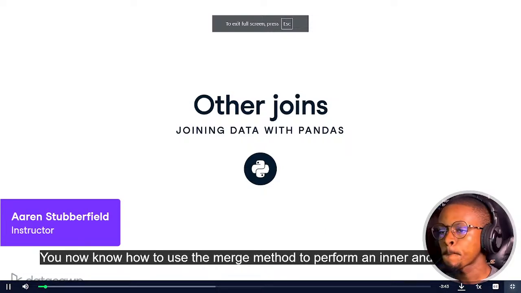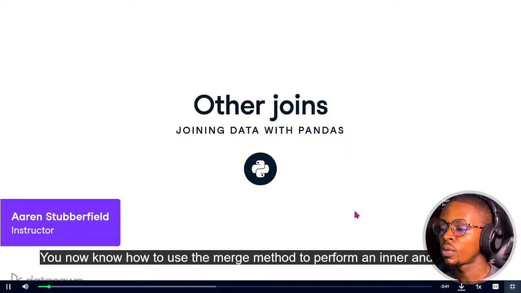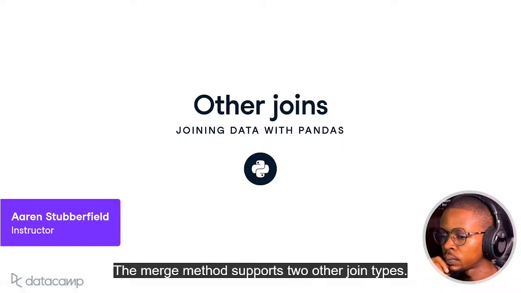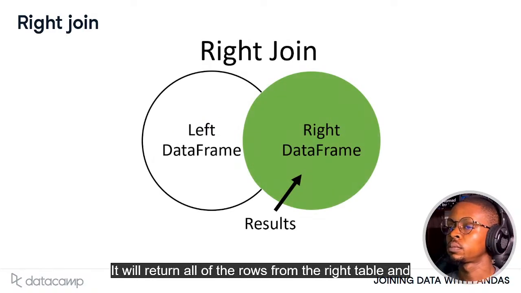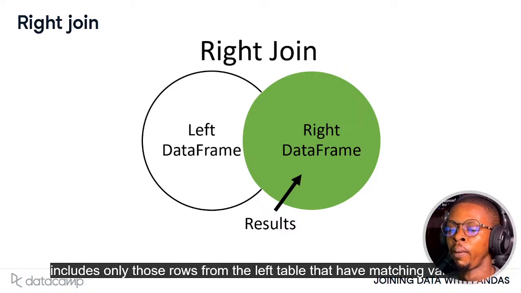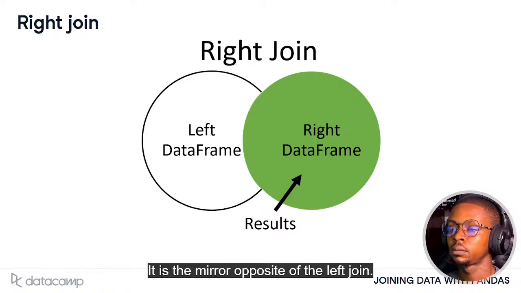You now know how to use the merge method to perform an inner and left join. The merge method supports two other join types. Let's start with the right join. It will return all of the rows from the right table and includes only those rows from the left table that have matching values. It is the mirror opposite of the left join.